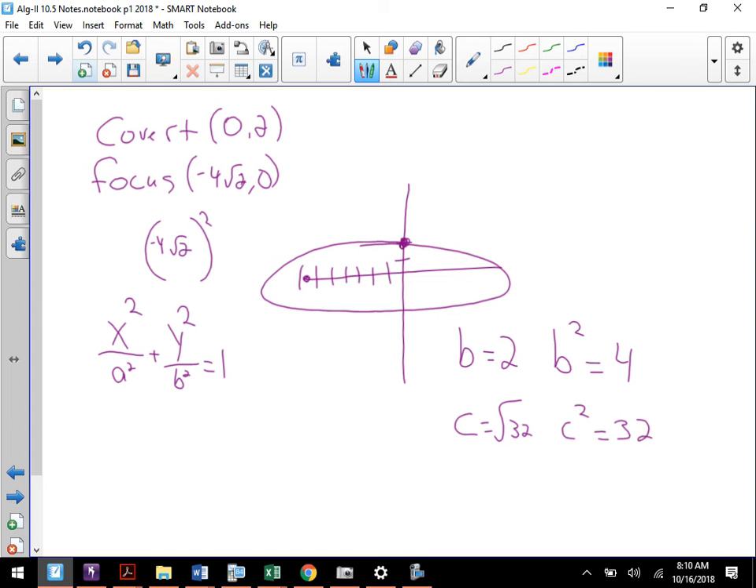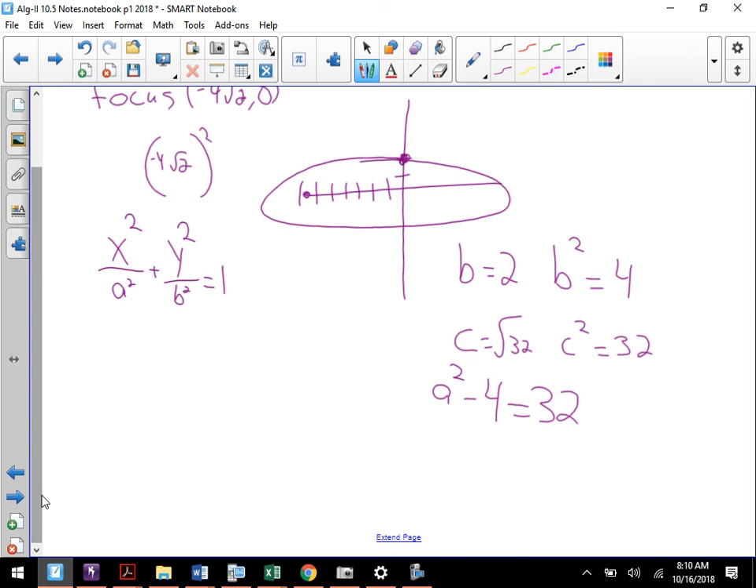Okay. Now, in order to figure out c squared, is it a squared plus b squared, or is it a squared minus b squared? Minus. So we know that we have to do something squared minus 4 is 32. What's that something squared? 36. So that means our a squared value is 36. Our b squared value was 4, and it equals 1.